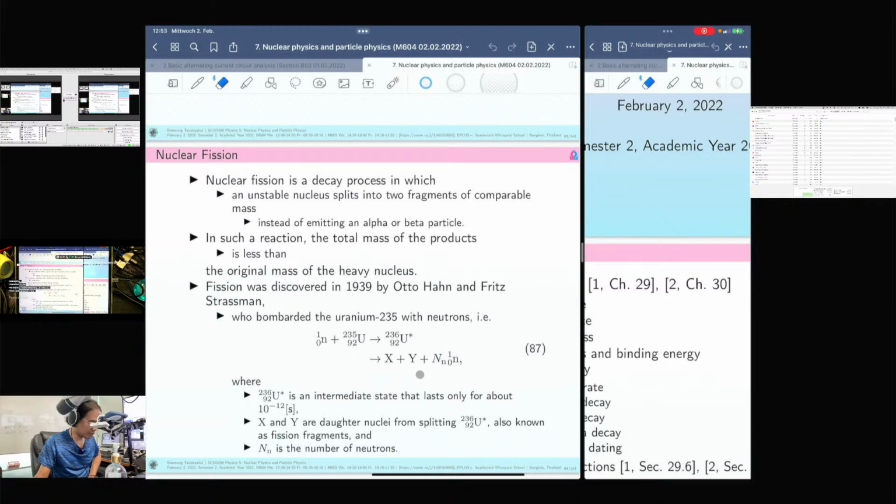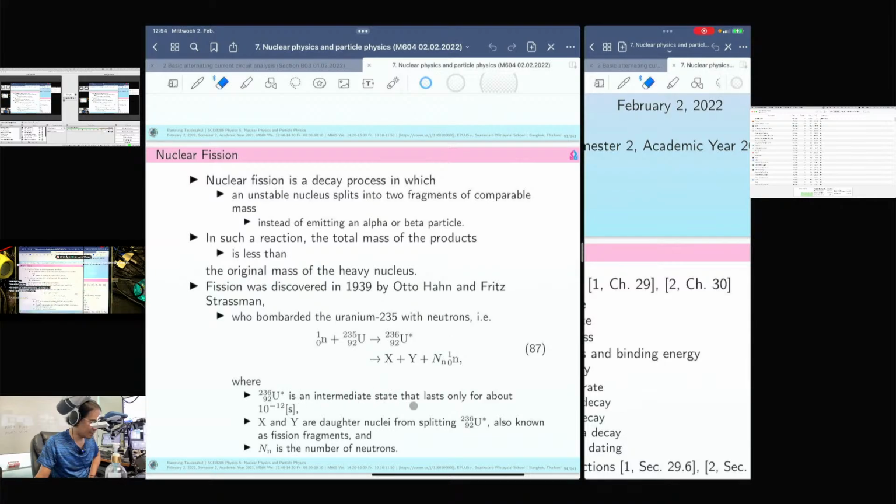You will get neutrons again at the output, and not only a single neutron as at the beginning. You have a number which is denoted by capital N with subscript n. This can be 2, 3, 4, 5. This is the number of neutrons.